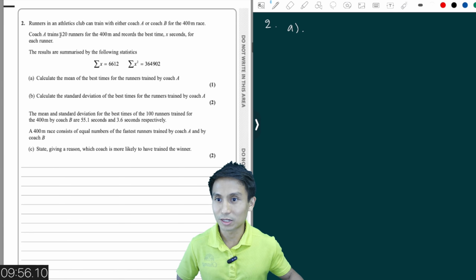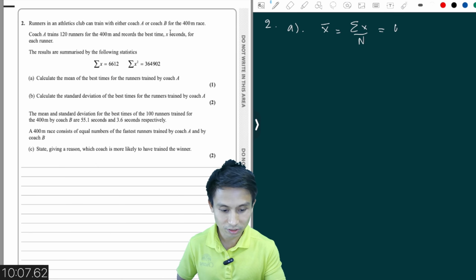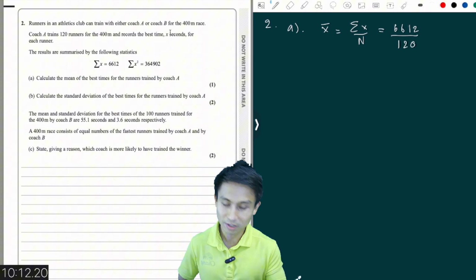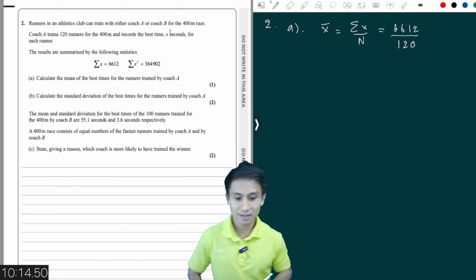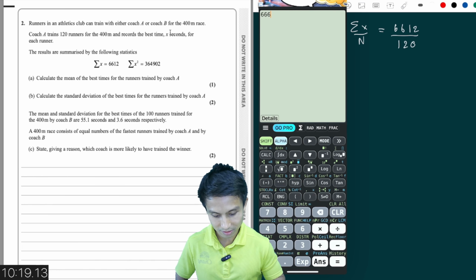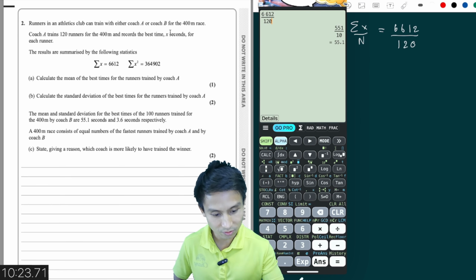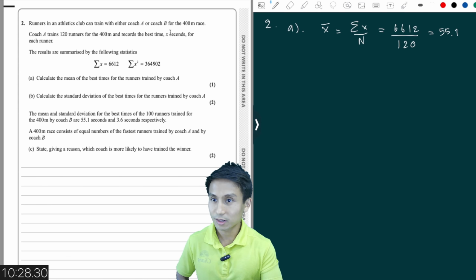Okay, so 120 runners, right? The mean of the best time. Okay, best time x. So mean x bar is sigma x over n. So that would just simply be 6612 divided by the number of data, which is the number of runners in this case. Yeah, so we're just going to get the answer there from the calculator. 120 runners, right? Yeah, everything's good. So that's just exactly 55.1. Okay, that's part A done.